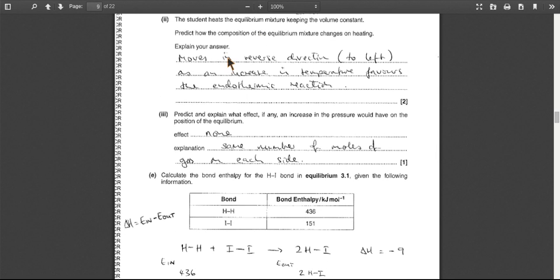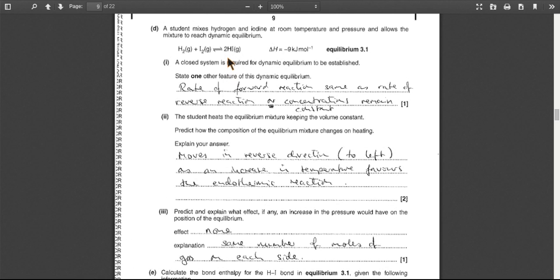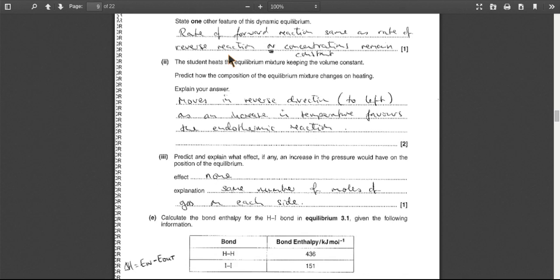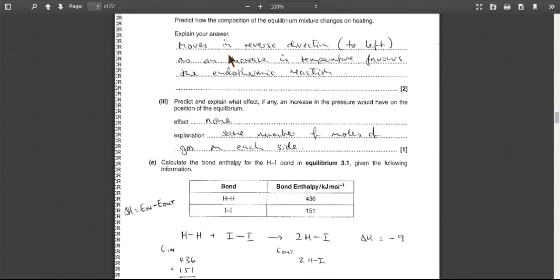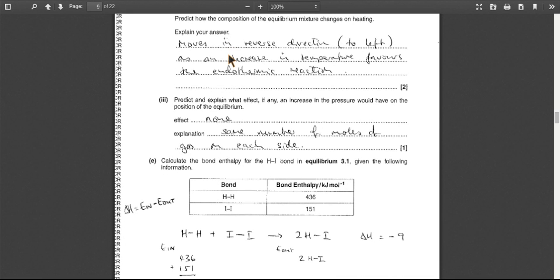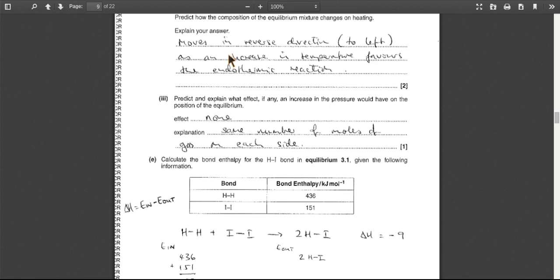Part 3, predict and explain what effect, if any, an increase in the pressure would have on the equilibrium position. And so what do we need to look at now? We need to look at how many moles we've got each side of the reversible arrows. And we've got 1 and 1, 2 moles of gas on the left, 2 moles of gas on the right. So pressure will not alter the position of this equilibrium. And so there'll be no effect on the position. Why? We've got the same number of moles of gas on each side.